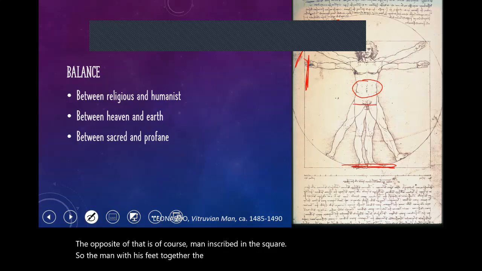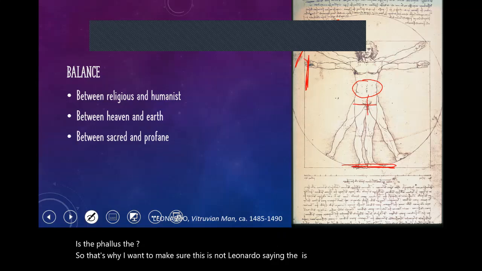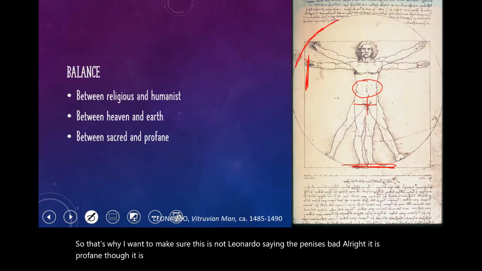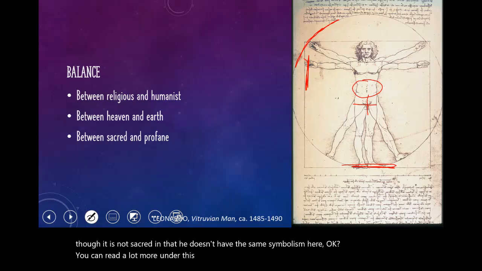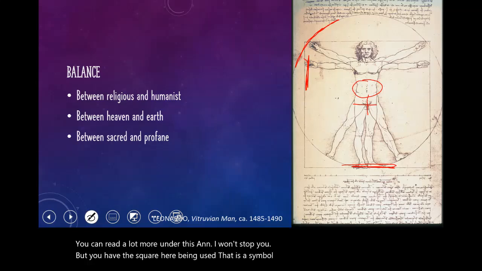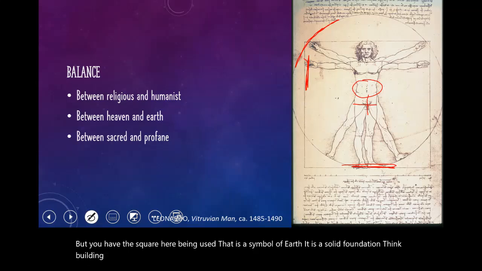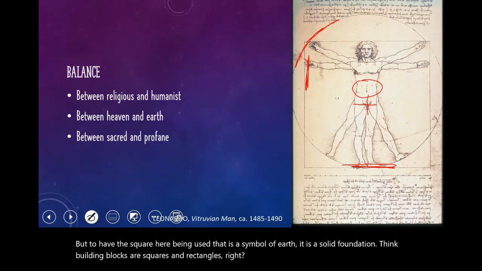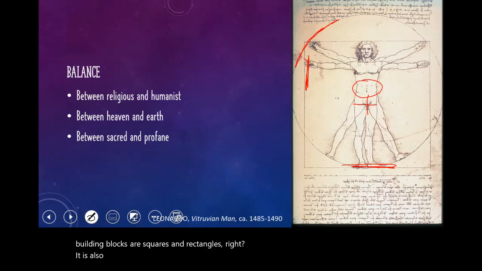The center of the square is the phallus, the penis. So that's why I want to make sure this is not Leonardo saying the penis is bad, all right? It is profane, though. It is not sacred in that it doesn't have the same symbolism here, okay? You can read a lot more into this, and I won't stop you, but to have the square here being used, that is a symbol of earth. It is a solid foundation. Think building blocks are squares and rectangles, right? It is also a great symbol of something that is man-made, something that is man-driven, that is human-driven.